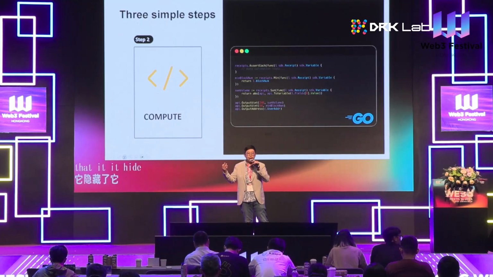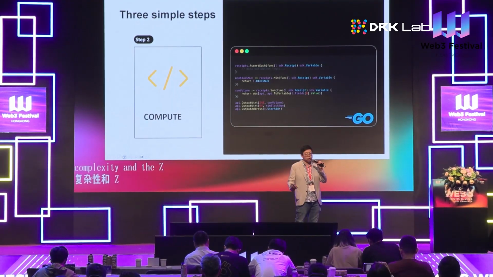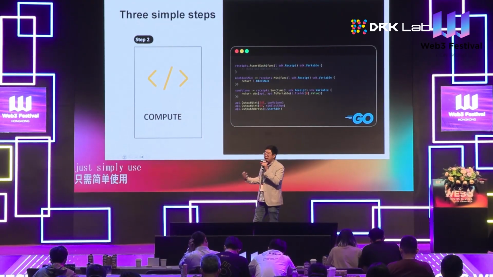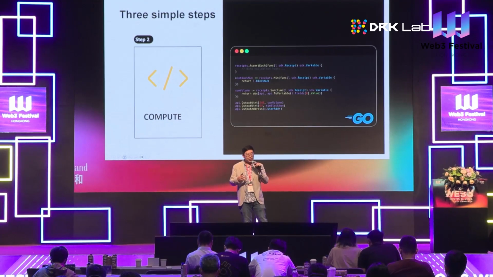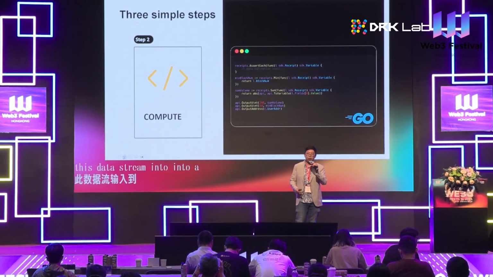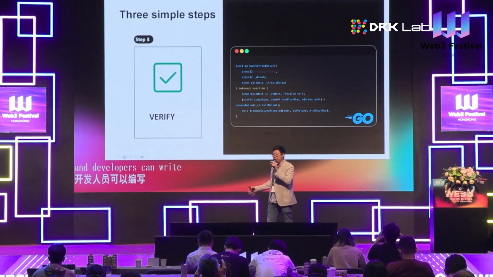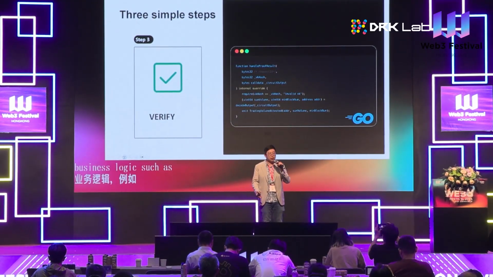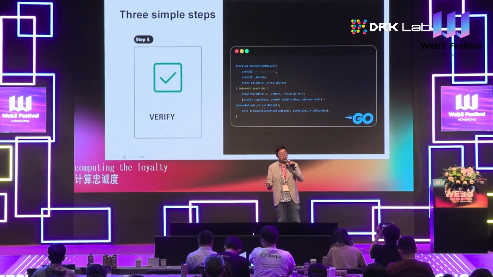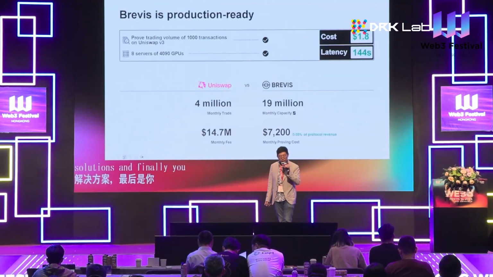And then you can abstract this data stream into a MapReduce-like construct where users and developers can write their business logic, such as computing the trading volume, computing the loyalty program, or computing identity solutions. And finally, you can put the result of the computation back on-chain for smart contracts to consume and drive their additional smart contract business logic.